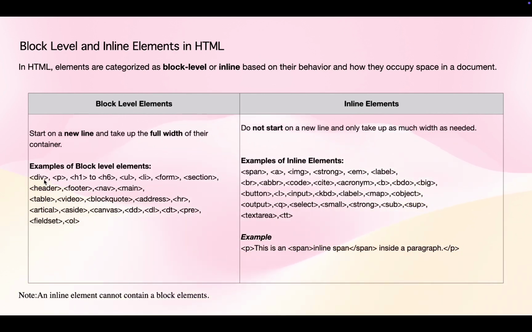The elements div, paragraph, heading elements, unordered list, list, form, section, header. These elements are called block level elements because these elements always start on a new line and take the full width of their container, that means in the page. So that is why these elements are called block level elements.